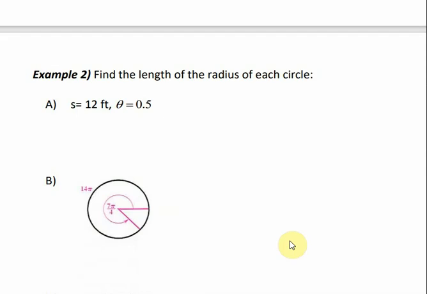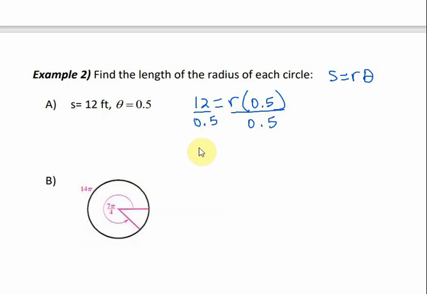Okay, so now we're going to look for the length of the radius of the circle. We're still using that same formula, we're just looking for a different unknown. So if we have that formula, S is equal to r times theta, this time we're looking for the radius. So 12 is equal to the radius times 0.5. All we have to do is divide by 0.5. And when I do that, I get that the radius is 24 feet.